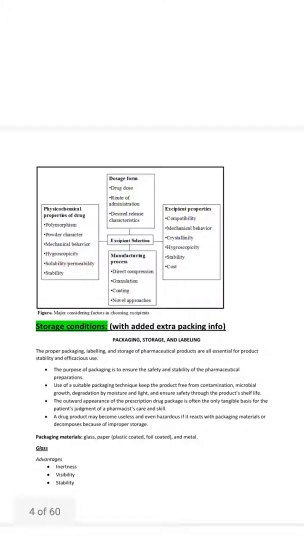Polymorphism, powder character, mechanical behavior, hygroscopicity, absorbing moisture from the air, solubility, permeability, stability, direct compression, granulation, coating, novel approaches, drug dose, route of administration, all that, compatibility, mechanical behavior, crystallinity, hygroscopicity, stability, and cost. So all the parts have something to do with excipients.